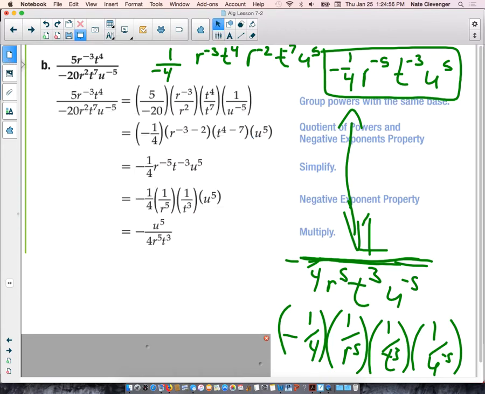Now what did they do? They wrote them all with positive exponents. So from this, I would have moved my u to the negative fifth up. Or if you had this situation, you'd end up with the u to the fifth on top by itself, with the 4 r to the fifth, t to the third on bottom.